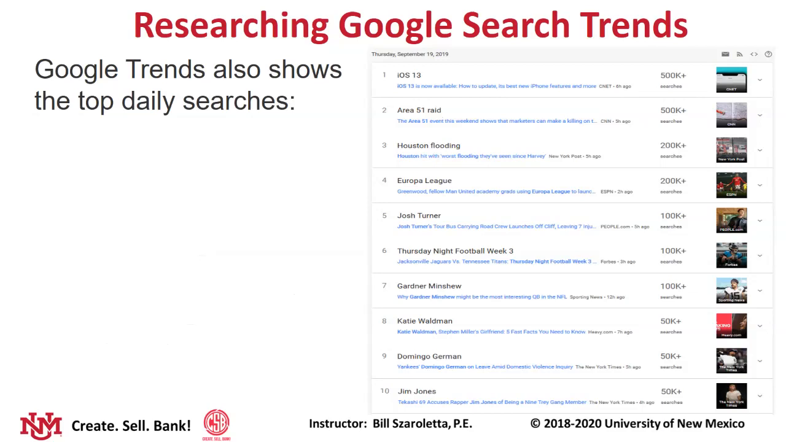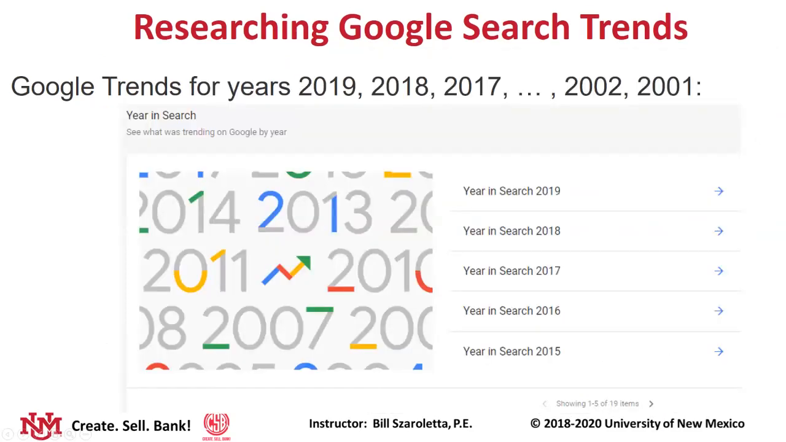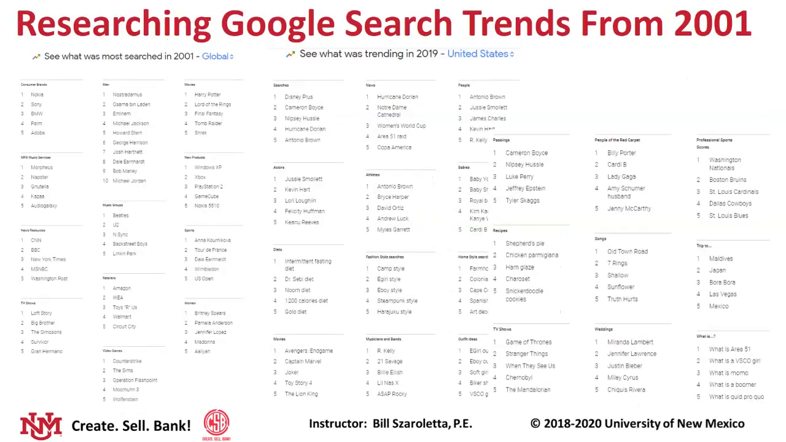So the Google Trends also, you can go down and you can find the top daily searches, and you can see what the quantities are. And go figure that out. Apple's coming out with a new release, iOS 13. Now, Google has past years, so you can go Google Trends. You can go back 2019, 18, 17, 16, go all the way back to 2001, and see what was going on. And here's essentially what you get.